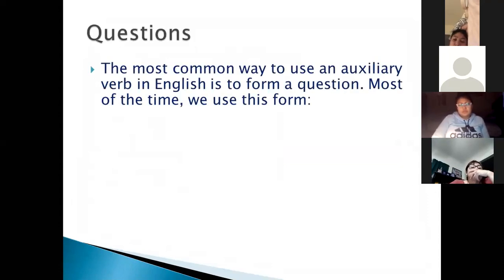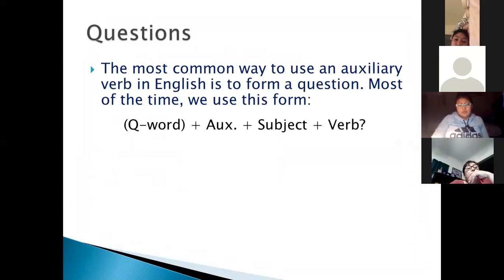How do we use auxiliaries to make a question? Here's our question form, right? We put the auxiliary in front of the subject most of the time. And that's a very hard habit for people who speak Spanish to make. To put, what did he say? Where are they going? Etc., etc. Put that auxiliary verb in front of the subject.